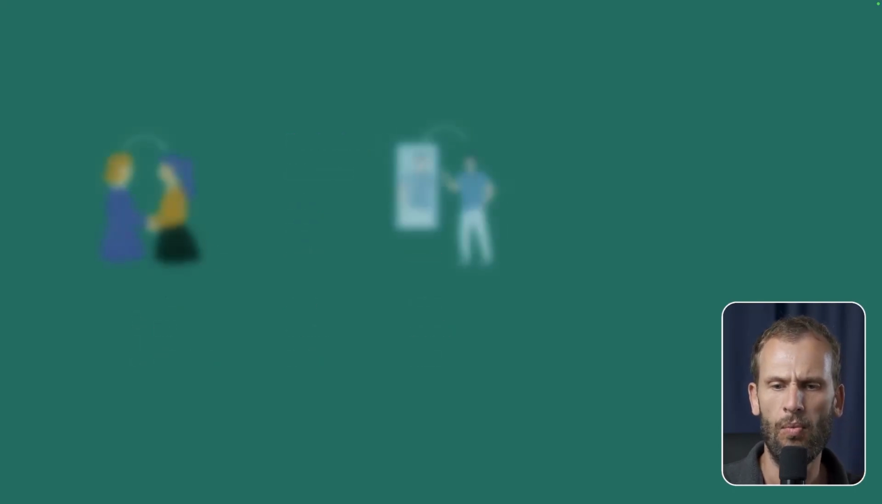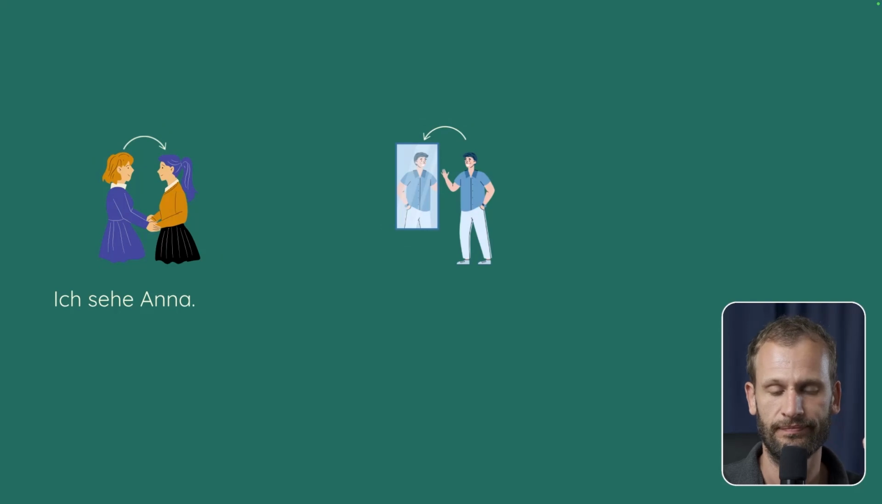But first of all, what does reflexive mean? So first of all, this one is not reflexive. Ich sehe Anna. I see Anna, or I can see Anna. Here we have two different people. We have the ich, the subject, and then there's the verb sehen, and then we have the object, and it's another person. Two people. This one person on the left-hand side, and then we have Anna.